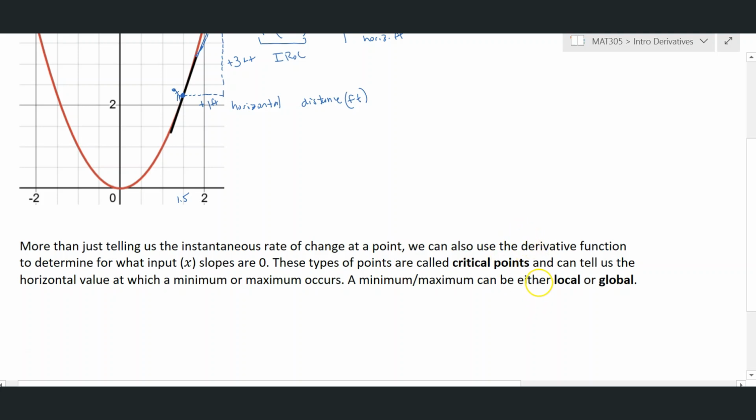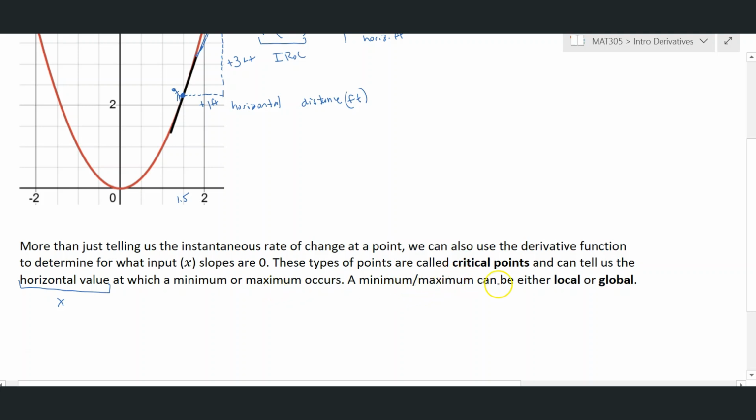And these points are called critical points. Critical points, while not always maxima or minima, will allow us to figure out for what horizontal value, and again, I'm trying to avoid using x because it doesn't have to be x, it could be with respect to time, any number of other variables, but we'll just keep it like that. So it'll help us determine the value of x at which a minimum or maximum occurs.